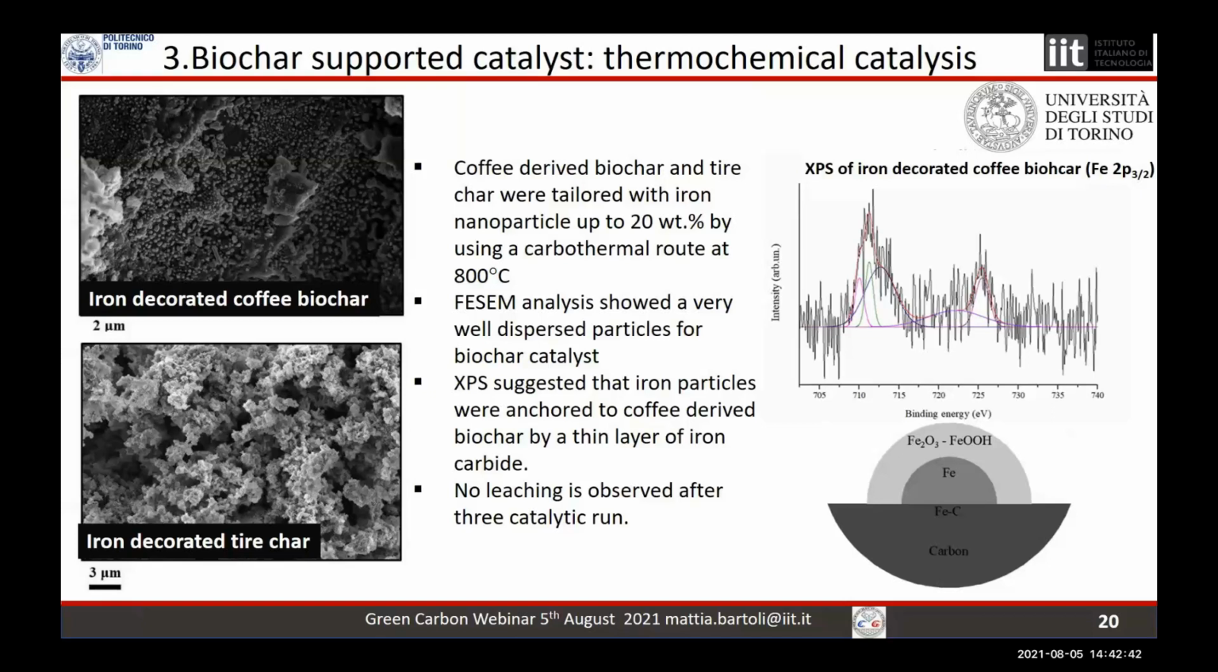Moreover, in the case of iron-decorated biochar, we observe particles that have a core of metallic iron, covered with iron oxide, but they also have a very thin layer of iron carbide that follows the anchoring process to the carbon matrix. And this allows us to recycle them without any loss of activity after 3 cycles.